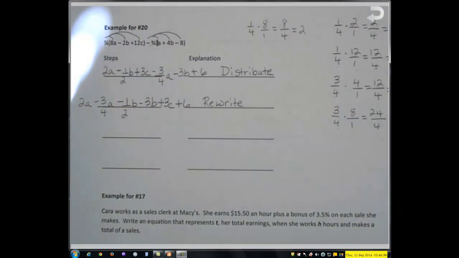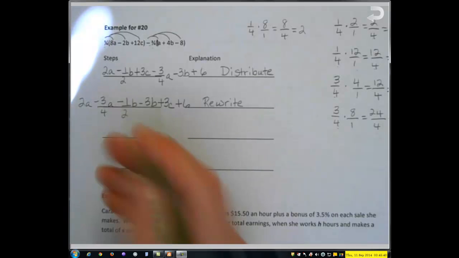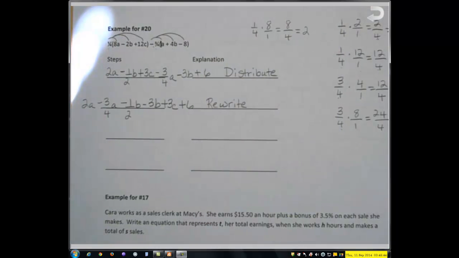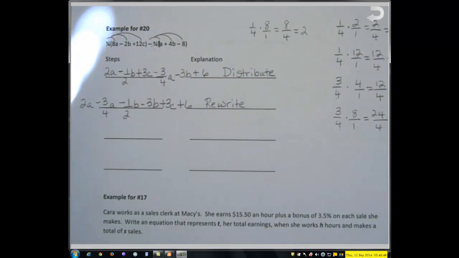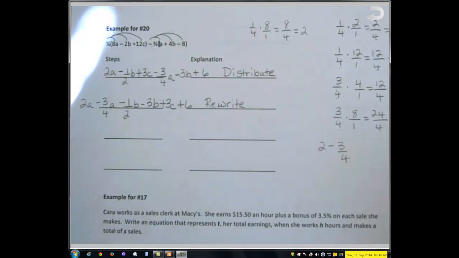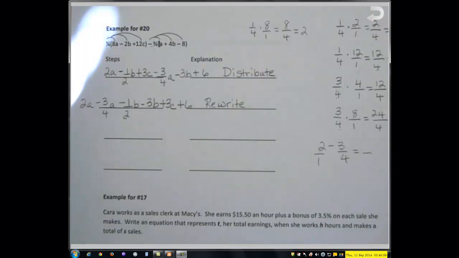So now let's subtract 2 minus 3/4. And again, I'll show you how to do this by hand in case you don't have a calculator handy. So we're going to do 2 minus 3/4. We have to have a common denominator before we can subtract. So the common denominator would be 4.